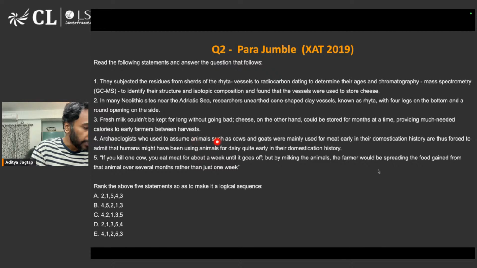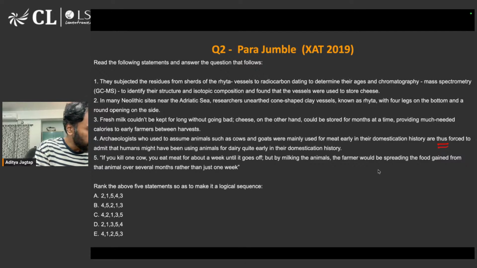Archaeologists who used to assume that animals such as cows and goats were mainly used for meat early in their domestication history are thus forced to admit that humans might have been using animals for dairy quite early. So, archaeologists who used to assume that animals were mainly used for meat, and this is a very important proof, thus forced. So that tells us that there has been some evidence or something conclusive that changed their minds, right? So the word thus is the most important proof.